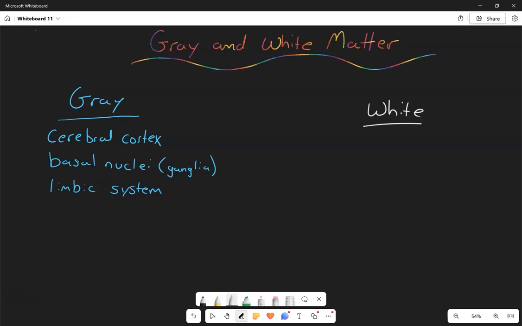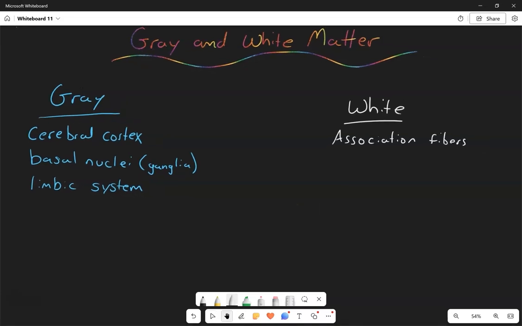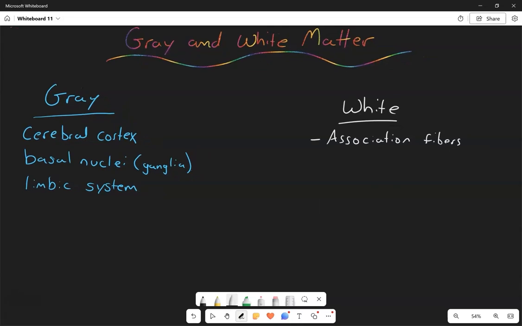Our white matter is basically the fibers that are found inside of the nervous system. When we talk about the brain, we talk about three different fiber types. We talk about association fibers, and association fibers are ones that go from one region of a hemisphere to a different region of the same hemisphere.